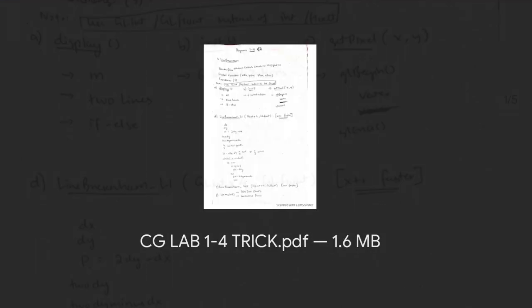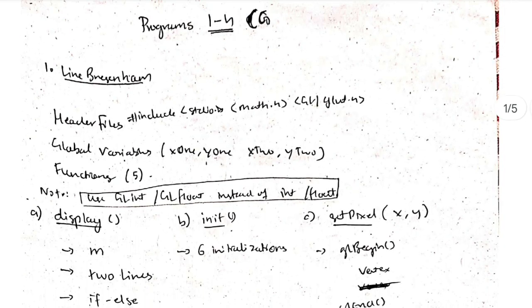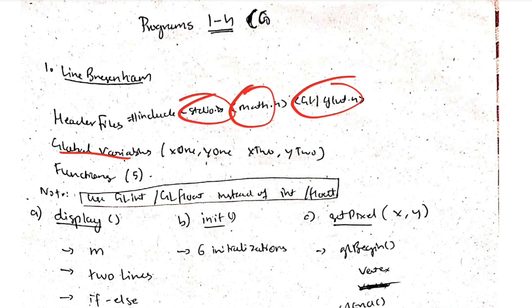So that's all there is in the first program. Let's quickly revise what is there in the first program. Write the header files, stdio, math, and GL glut, and the global variables. Since it is the line Bresenham function, we need 4 global variables, which are x1, y1, x2, y2.